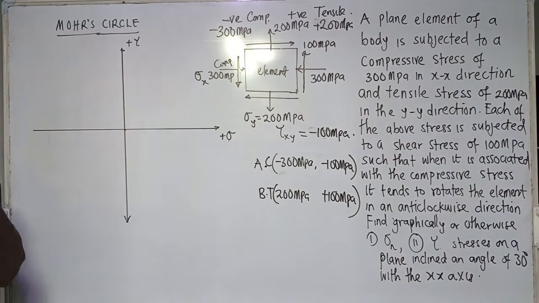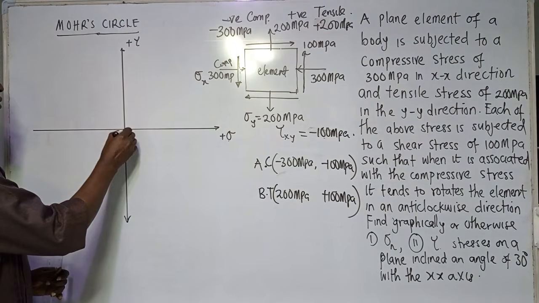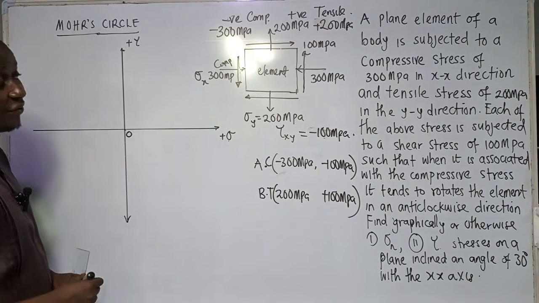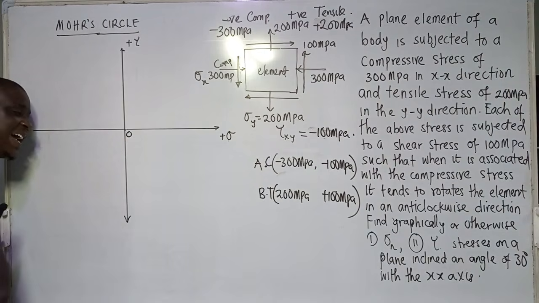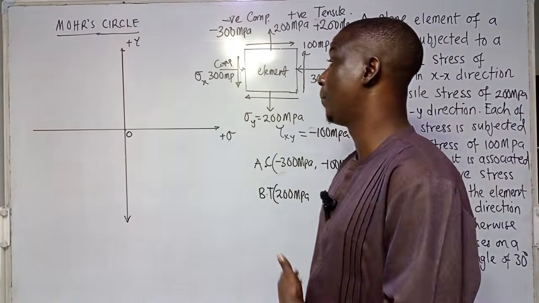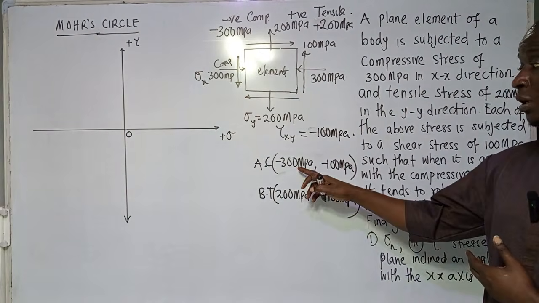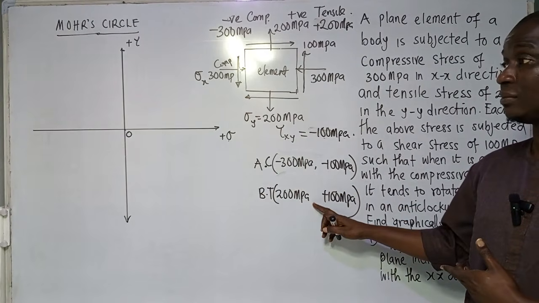Now, having done that, what we're going to do is plot it on this graph. This is the origin of the graph, 0, 0. In plotting the graph, we are going to be very, very careful, because this is a coordinate. This is also a coordinate.